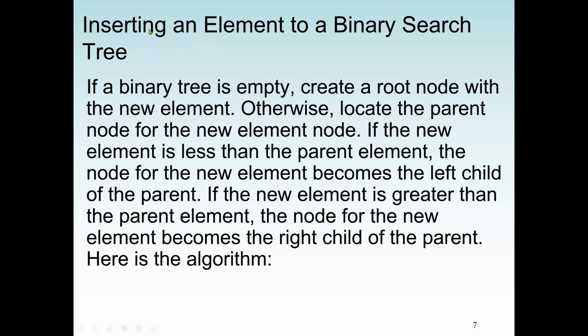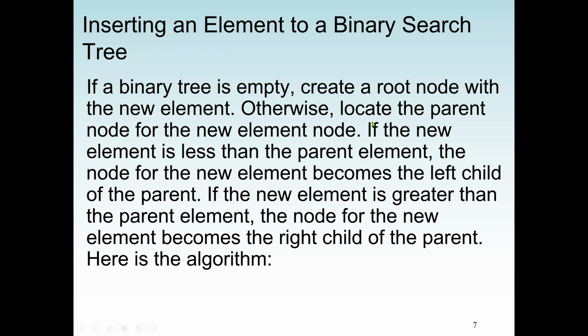Now, the next is how to insert an element into a binary search tree. We know the elements in a binary search tree must be in some order. Everything less than the root will go to the left side. Everything greater than the root will go to the right side. So we need to be careful. If a binary tree is empty, that's the first option, then we should create a root node with the new element. The first node that goes in will be the root.